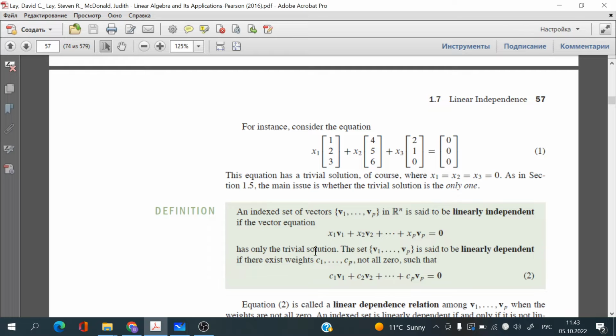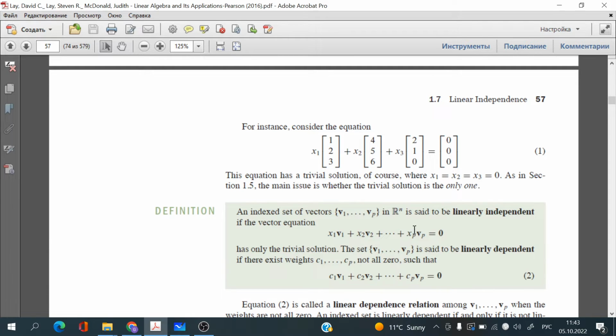Okay, what does it mean? You already know the trivial solution: when our solution equals 0, correct? The same set v1, v2, v3, and so on, vp is said to be linearly dependent if there exist weights c1, c2, c3, and so on, cp, not all 0, such that the linear combination c1 v1 plus c2 v2 and so on, plus cp vp equals 0.